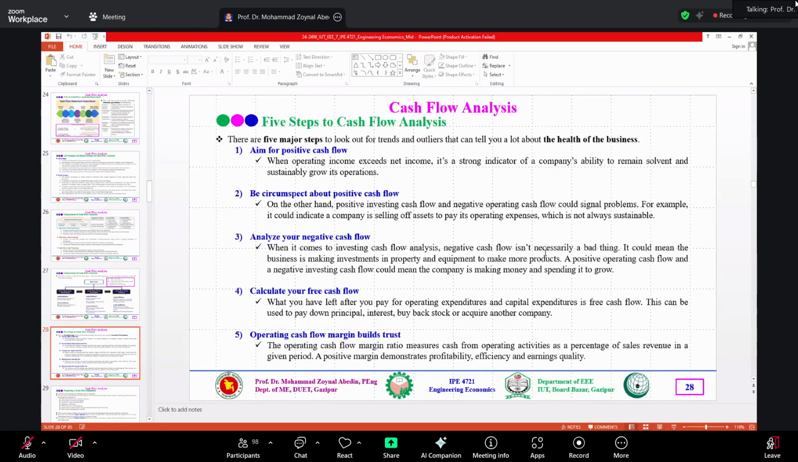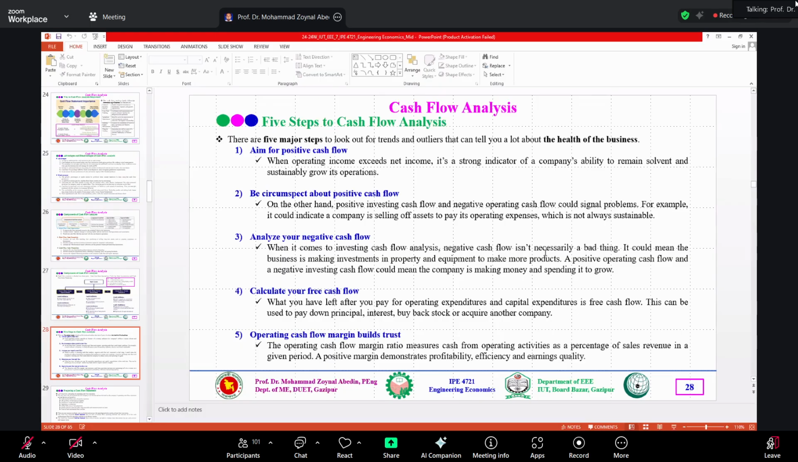Running the company is okay, but in the long term your equipment and property will be in danger. So for a short time, maybe it's okay. Positive operating cash flow and negative investing cash flow could mean the company is making money and spending it to grow. Number four, calculate your free cash flow. What you have left after you pay for operating expenditures and capital expenditures is free cash flow. This can be used to pay down principal, interest, buy back stock, or acquire another company.